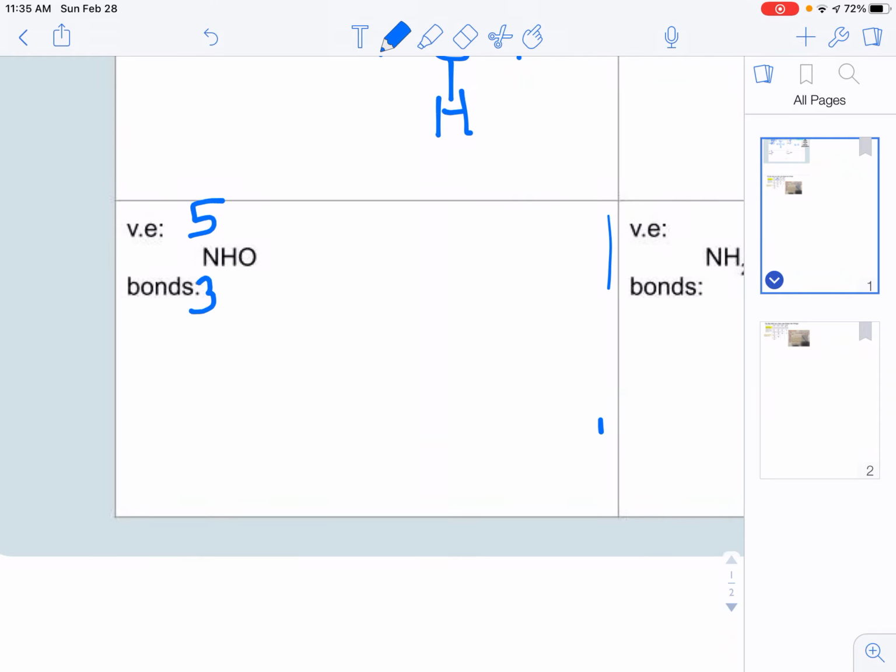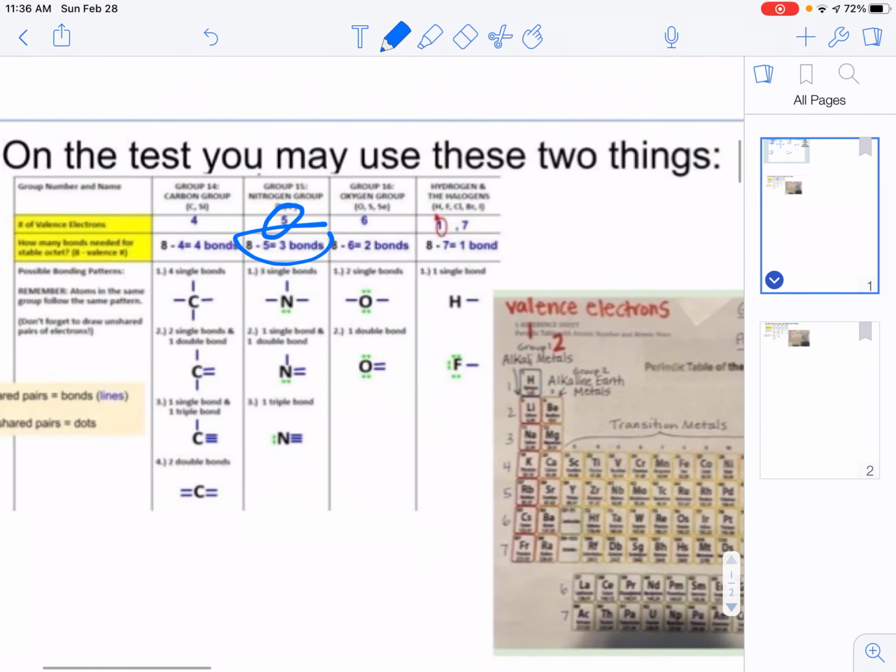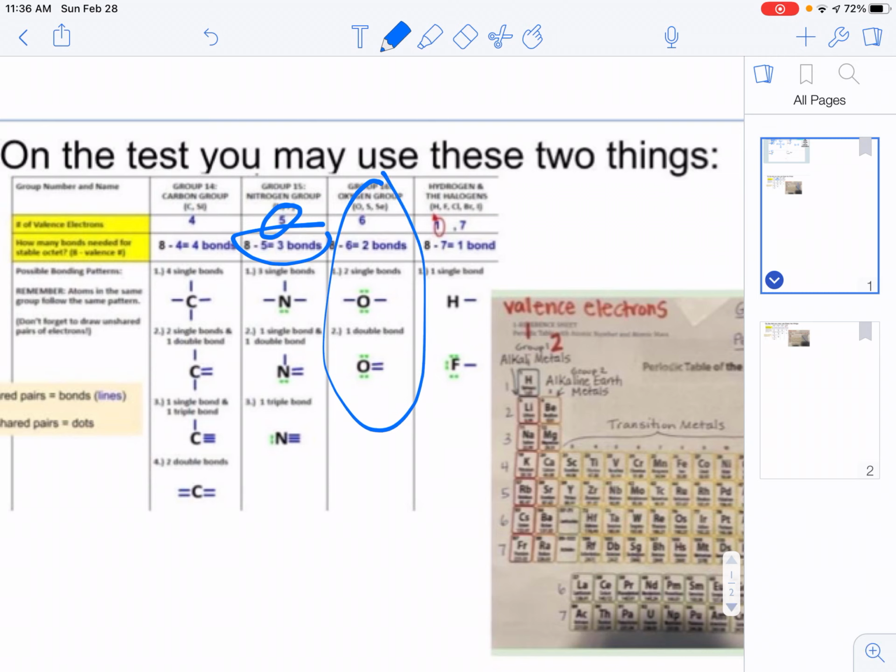Hydrogen, we just did it. Do you remember? I hope you remember 1 and 1. 1 electron and 1 bond. Oh, let's look that one up. Again, it's the example, so you can use this chart pretty easily. It has 6 valence electrons and 8 minus 6, 2 bonds.